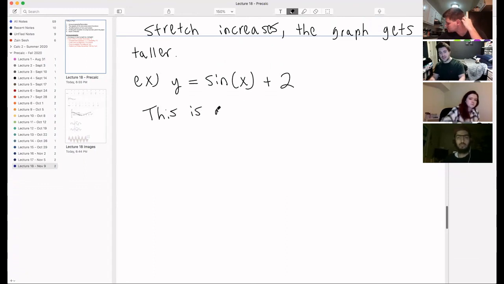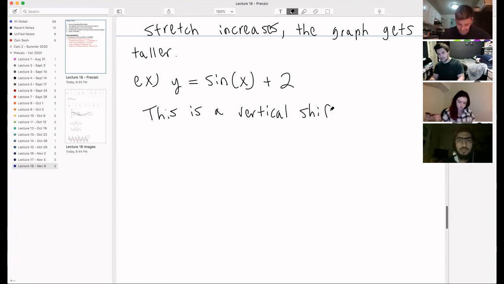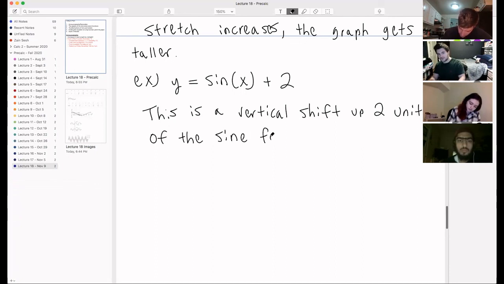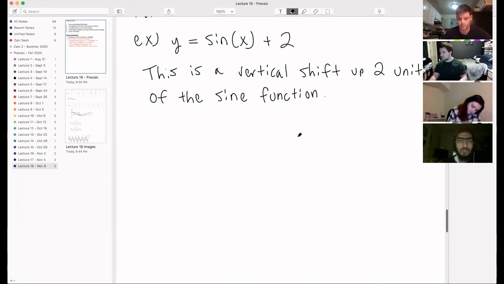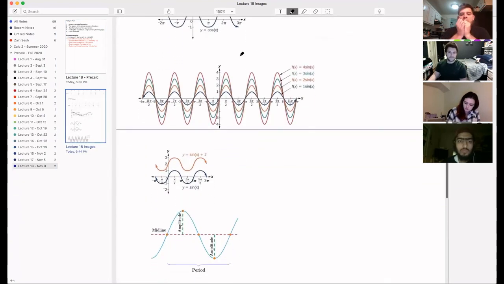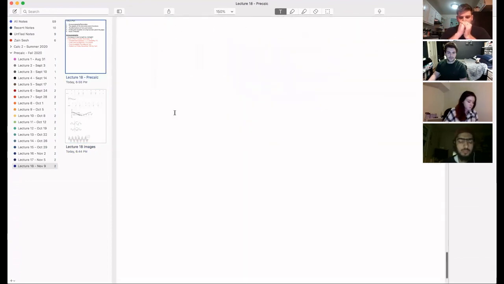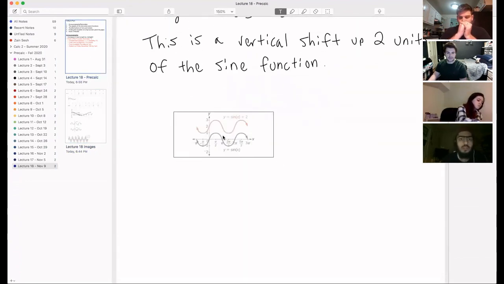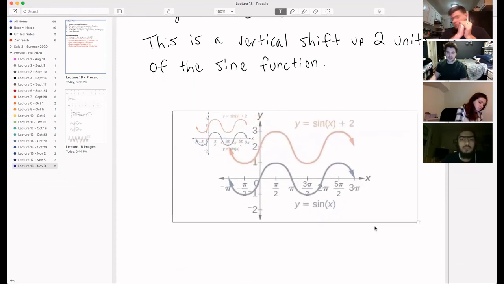This is a vertical shift up 2 units of the sine function. So we're taking the sine of x function and we're just shifting it up 2 units. So let's see what that looks like. It's exactly what you would expect it to be.